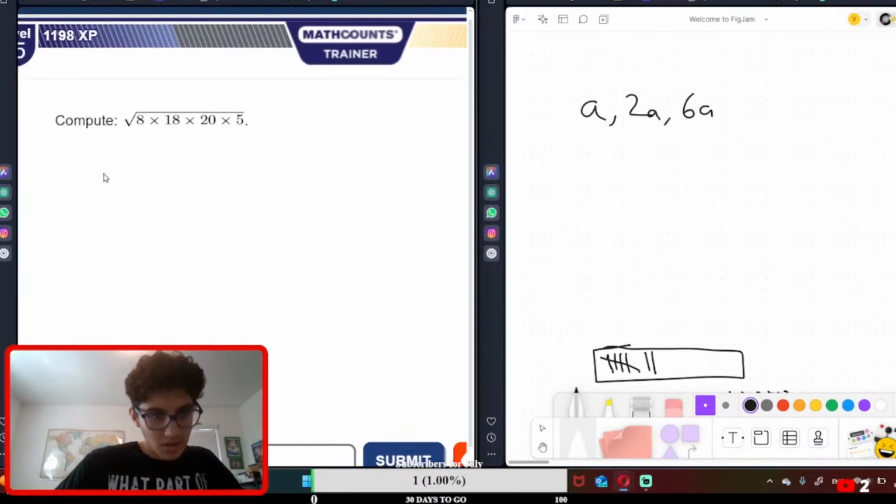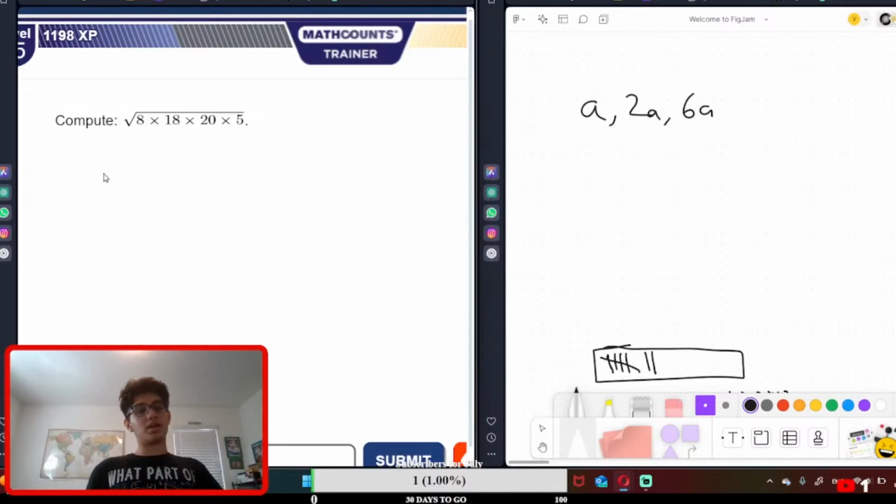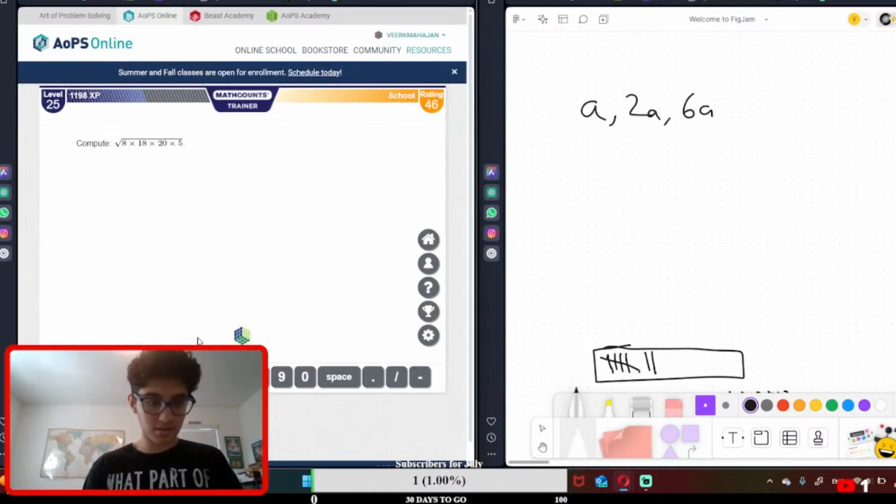Okay, the square root, right? So that becomes 100, which we can take out 8 and then 18, 18 and 8. So it becomes 16 times 9, which becomes 4 times 3, 12. So 120.